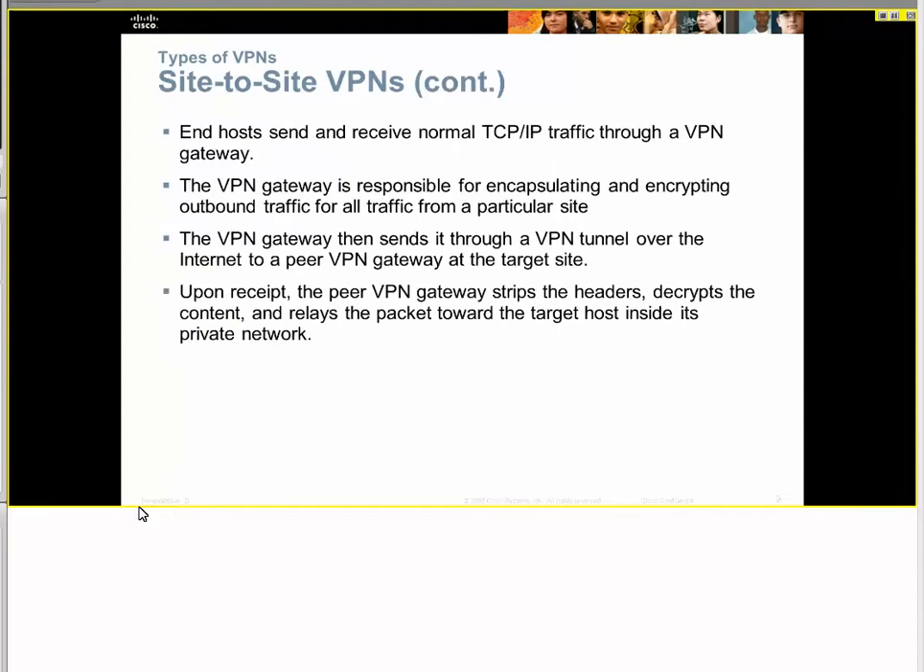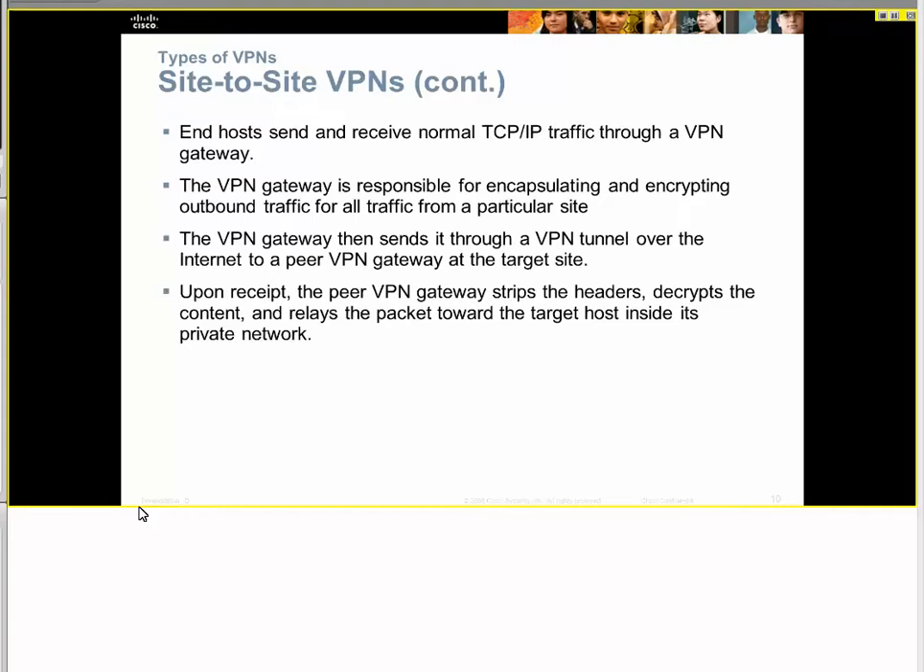Your end host, let's say a server or a workstation on one network, will send and receive normal TCP/IP traffic, and that traffic gets routed to the VPN gateways, which are your routers. It's the VPN gateways that are responsible for re-encapsulation, encryption, adding the extra integrity protection, anti-replay, and so on. The VPN gateway sends it through the tunnel, through the internet, through to the peer VPN at the other side, where the process is reversed.